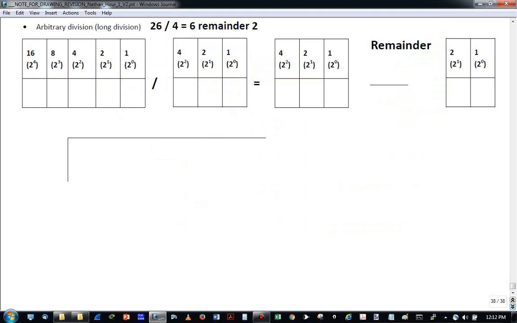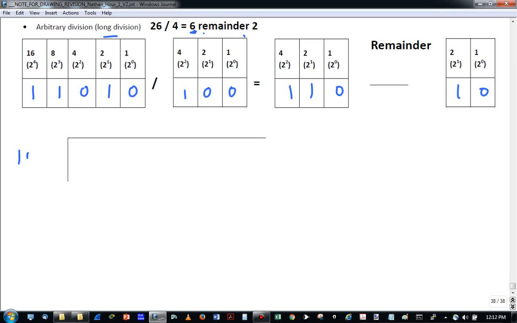Then we moved on to arbitrary division, and we're looking at long division in this example. So we've got 26 divided by 4 is 6, remainder 2. Again, I'm going to put some stuff at the top here just to help me visualize what's going to happen. So we've got 26. 26 is 16 plus 8 is 24, plus 2 is 26, 11010. 4 is this, so 26 divided by 4. The answer is going to be 6, and the remainder is going to be 2.